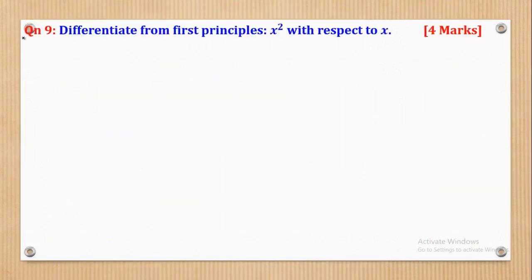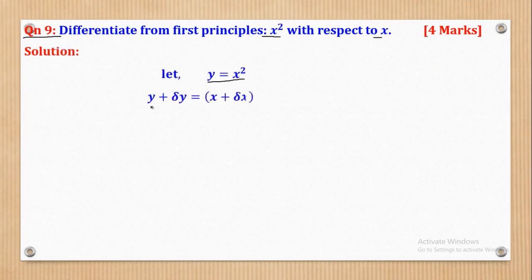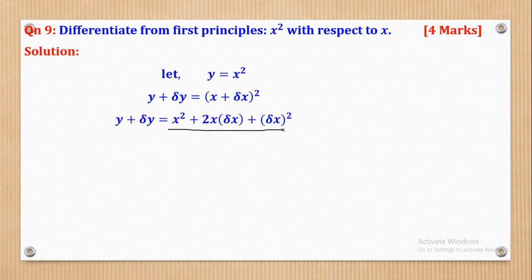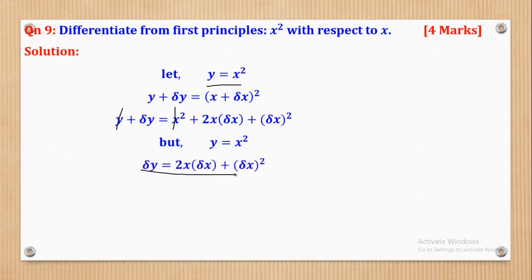So that was question 8. Now we shall go to question 9, which is: differentiate from first principles x squared with respect to x. So let y be equal to x squared. It implies that when I increment each side by a small change, this becomes y plus small change in y, and this becomes x plus small change in x, everything squared. The next is to expand open brackets to come up with this. Then from there I'll remember that y is equal to x squared, so this and this will cancel, and I remain with that.